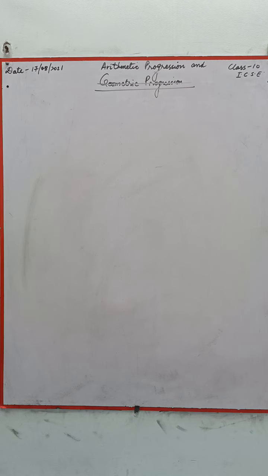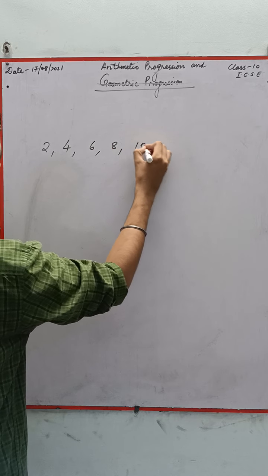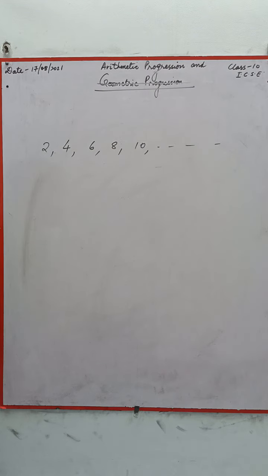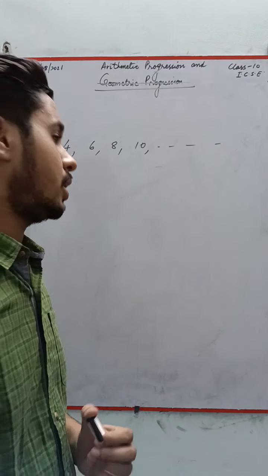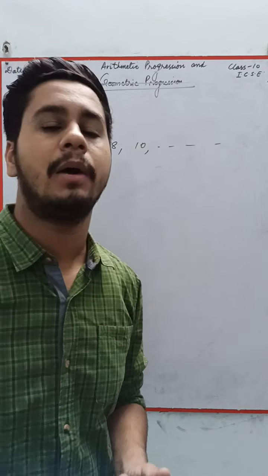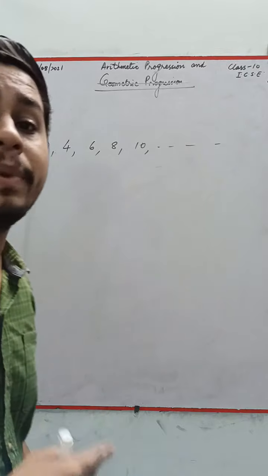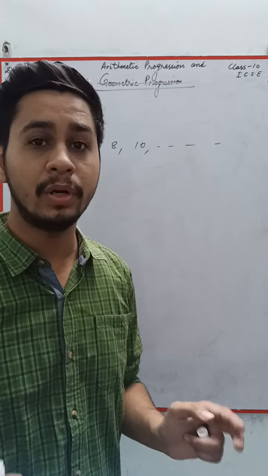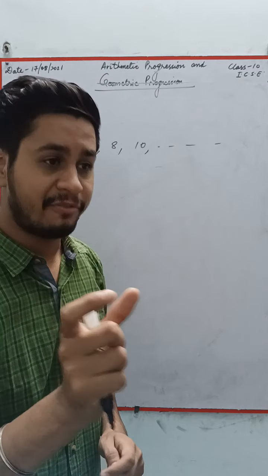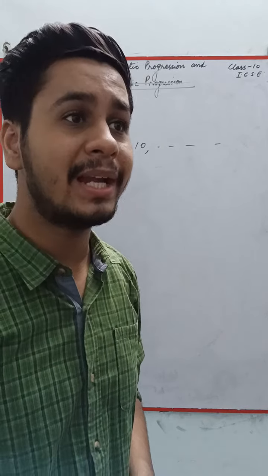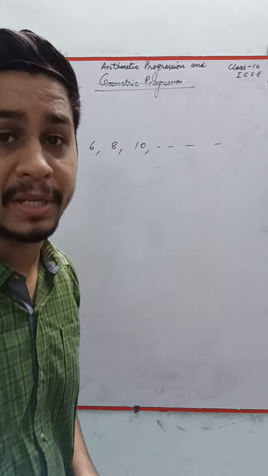As I said, for example I am writing a progression 2, 4, 6, 8, 10 and so on. If I ask you, is it an arithmetic progression? How to detect whether a progression is arithmetic progression or not? The simple way is to see the common difference. I am using the word common difference. Why am I not using the word difference? Because if I use the word difference, it means that any type of difference can be there. It is not common in each and every element.